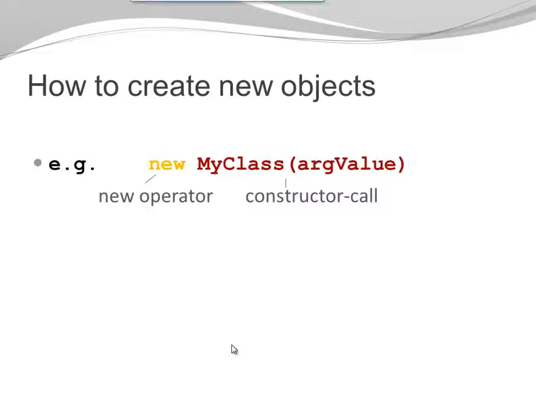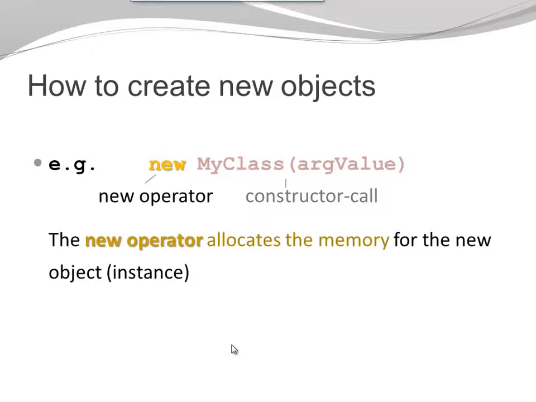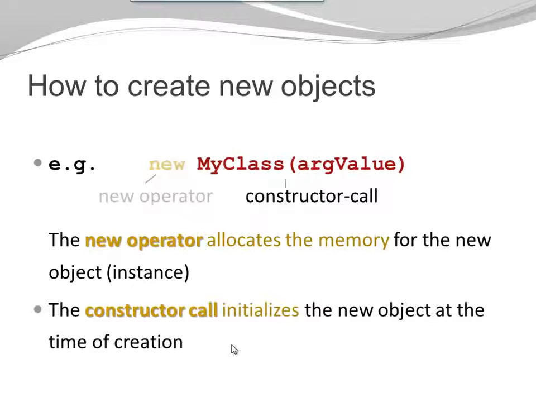Now let's have a look on how to create a new object. When you create a new object, you're using the new operator and a constructor call. The new operator allocates the memory for the new object. It allocates just the right size that is required for the specific object that is created. The constructor call initializes the new object at the time of creation.